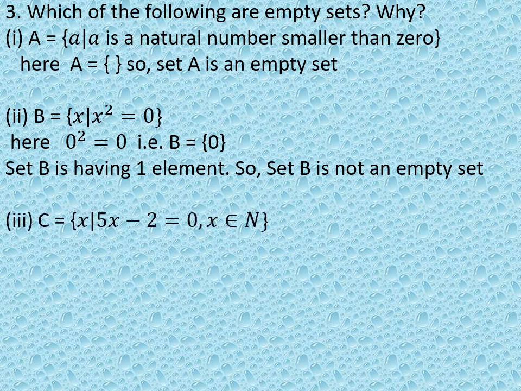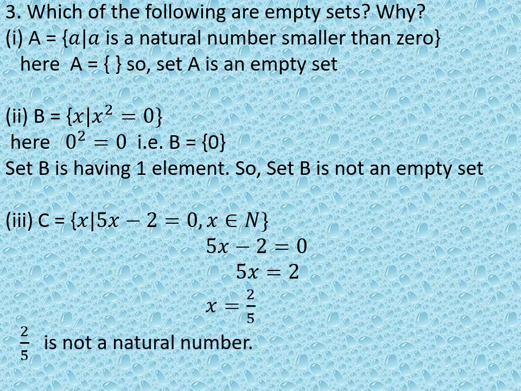Third one, set C, {x such that 5x minus 2 equals 0, x belongs to capital N}. Capital N is the set of natural numbers. Here we have to solve the equation 5x minus 2 equals 0. So 5x equals 2, x equals 2 upon 5. But 2 upon 5 is not a natural number. Therefore, set C is empty. Therefore, sets A and C are empty sets, but set B is not an empty set.